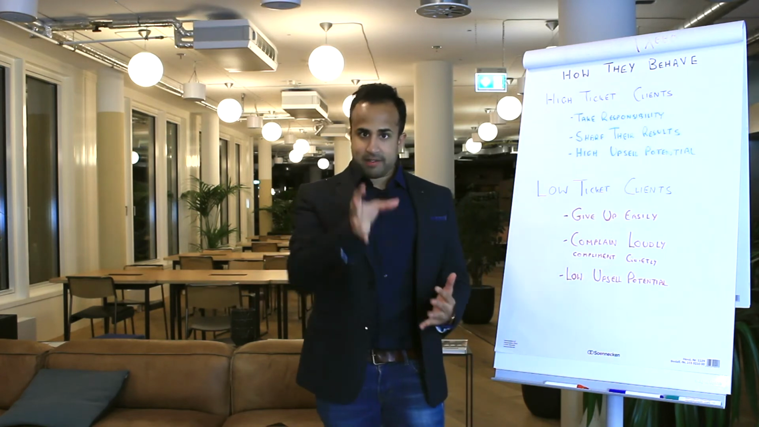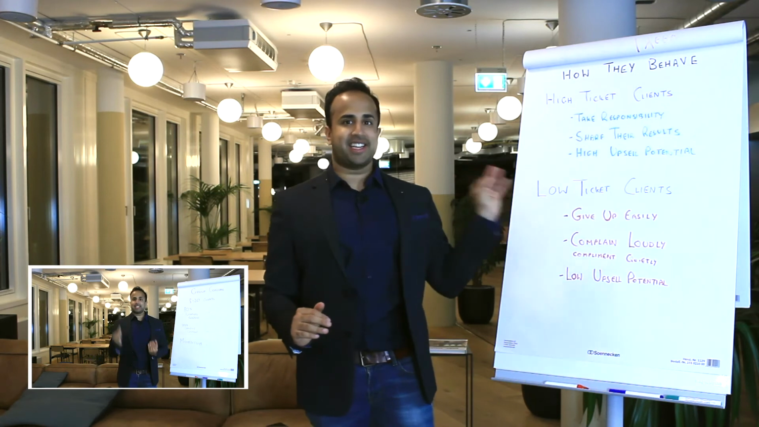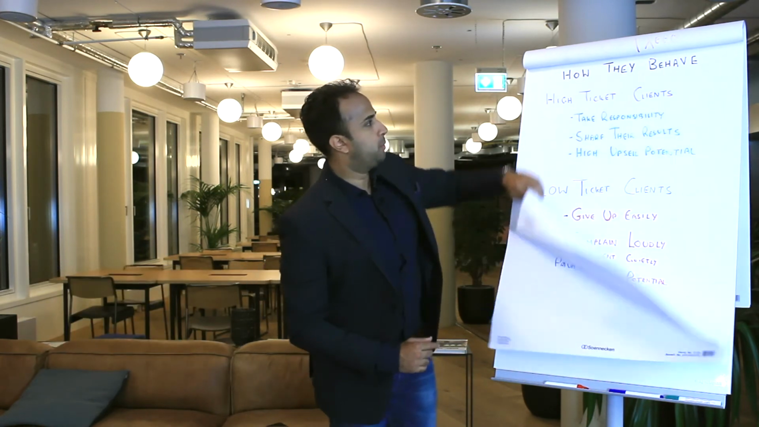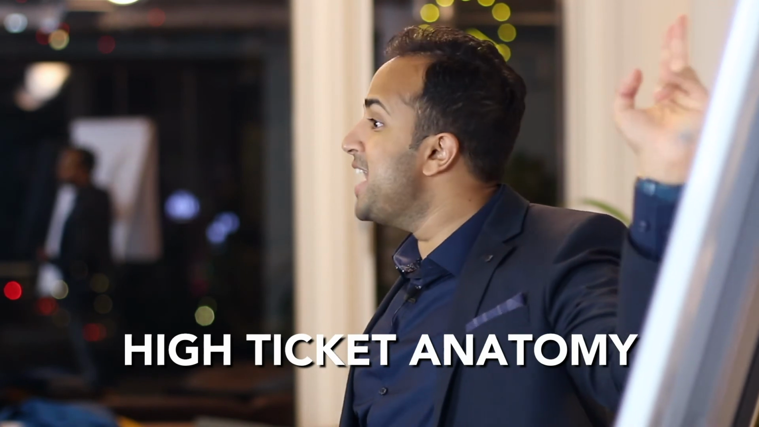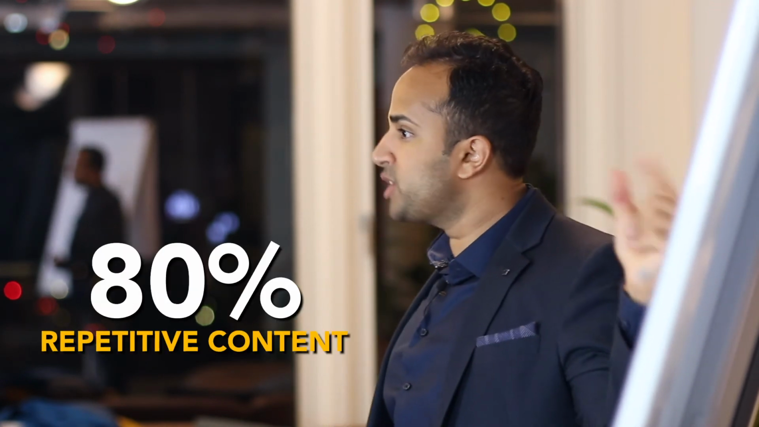Now, if you watched the previous video where I talked about group coaching, there is the high ticket coaching model in that video. But I'm going to give you a brief overview. Now, remember, when it comes to delivering a high ticket program, you have the high ticket anatomy, which is split into three parts. You have the 80%, which is repetitive content, the 20%, which is changing content, and the momentum. All of these three things you need to factor in when it comes to delivering to a high ticket client.